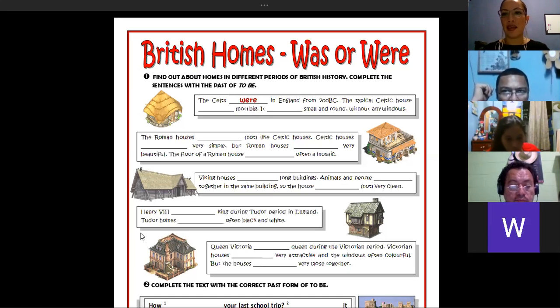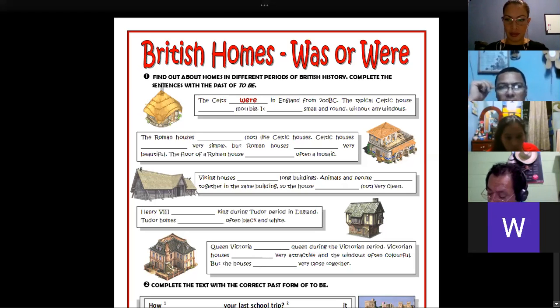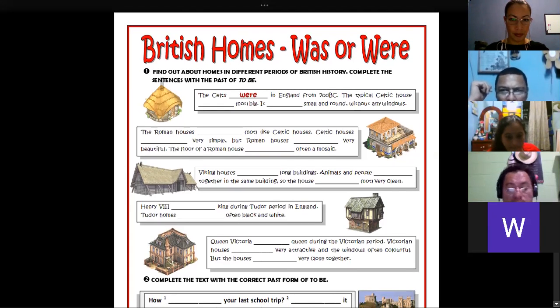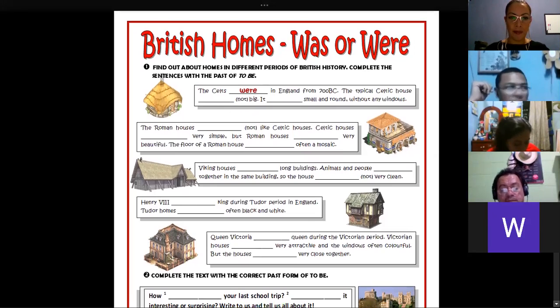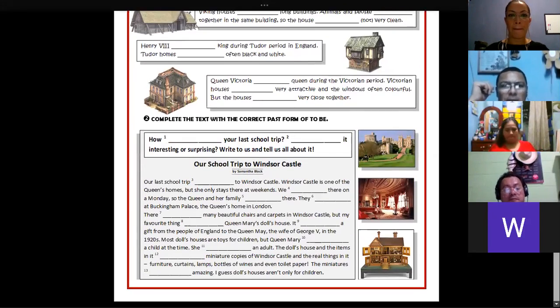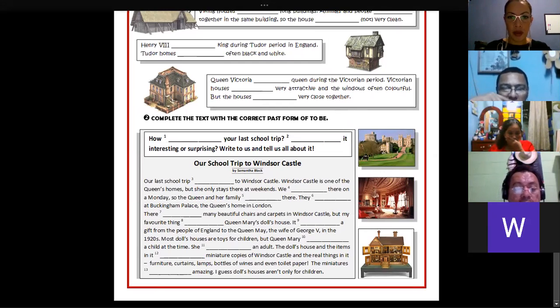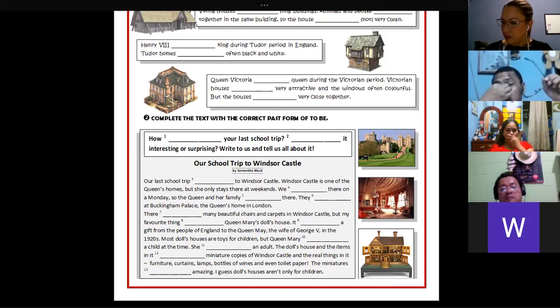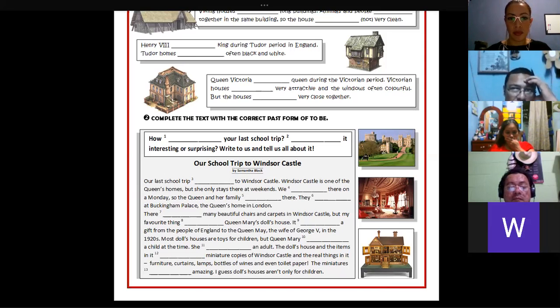Now, Queen Victoria. Let's read about Queen Victoria. Volunteer? William. Okay, William. Queen Victoria was queen during the Victorian period. Victorian houses were very attractive and the windows often colorful. The houses were very close together. Okay, excellent.